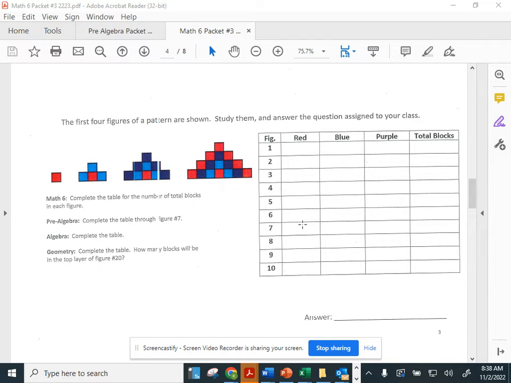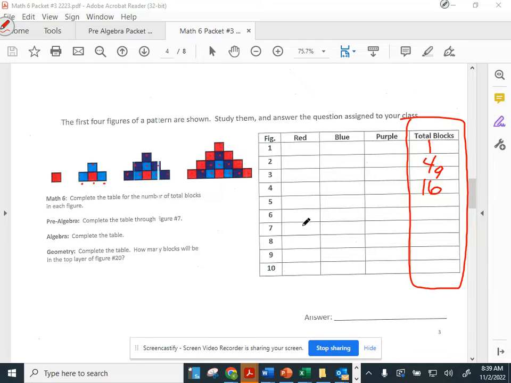So Math 6 needs to complete the table for the number of total blocks in each figure. So we only need to do this. If we look at figure 1, there is 1 block. Figure 2 has 1, 2, 3, 4 blocks. Figure 3 has 1, 2, 3, 4, 5, 6, 7, 8, 9 blocks. And figure 4 has 16 blocks.